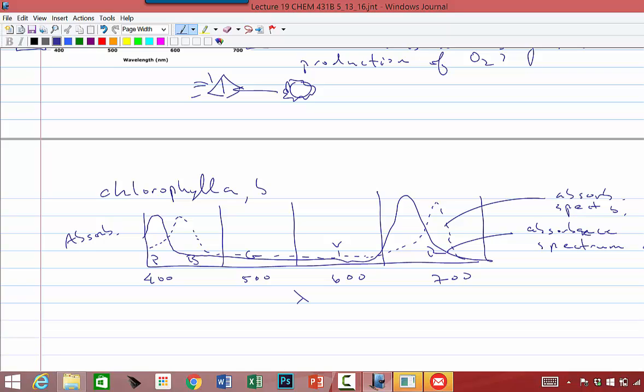Let's just, first of all, why is it called the Z scheme? It's called the Z scheme because if you actually take your book and move it in this direction, you see the letter Z, okay? So that's why it's called the Z scheme, okay?